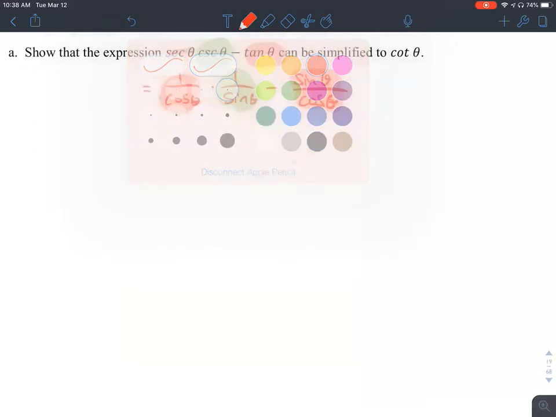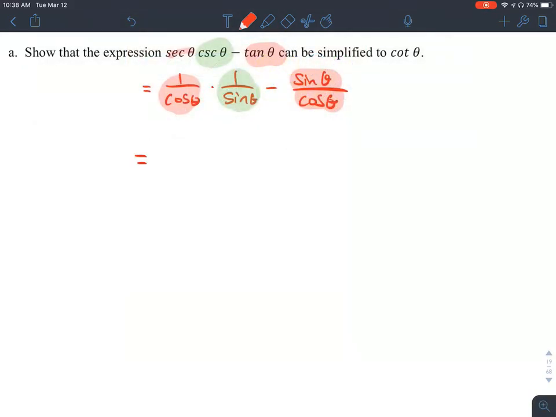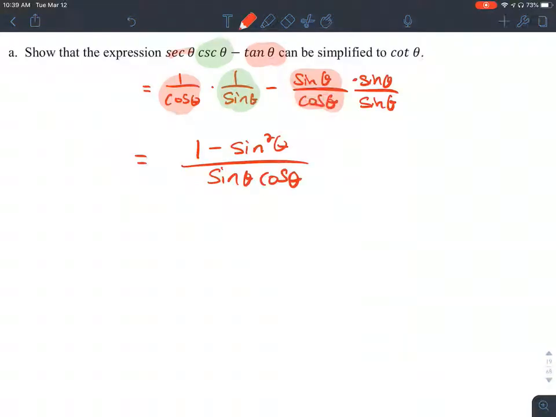Now that I have these two fractions, I'm going to subtract them. And to do that, I need common denominators. This fraction needs a sine of theta on the bottom. If you multiply it times the bottom, you got to multiply it by the top, because essentially that means we're multiplying this by 1. That's going to give us 1 minus sine squared of theta over sine of theta cosine of theta. Just to remind you, when you subtract fractions, you subtract the numerators, leave the denominators the same. Now I recognize that 1 minus sine squared of theta is cosine squared of theta.